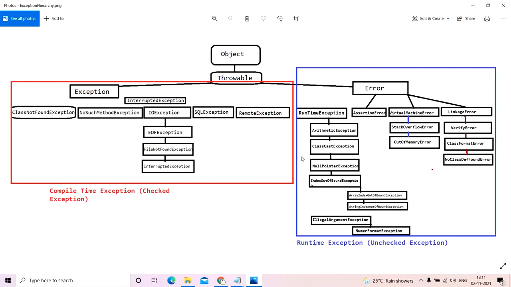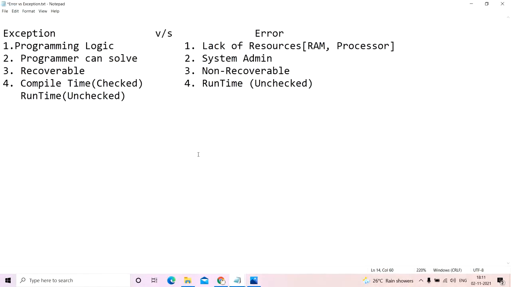Now there is another topic which I wanted to cover: what is the difference between exception and error? I have already kept a note of it, and I have already said this in my Hindi video, but this is for the English learning people. Exceptions mostly occur because of programming logic. I will not debate whether your programming logic is right or wrong; that is irrelevant. But exceptions are mostly because of programming logic, and errors mostly arise because of lack of resources.